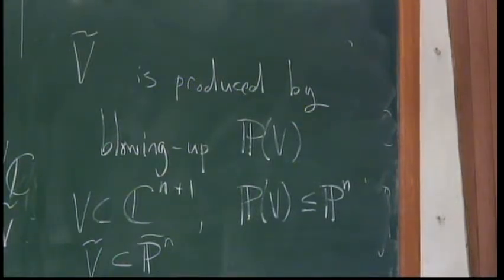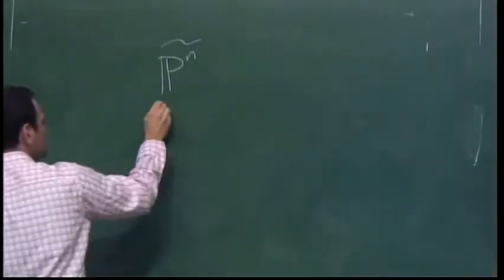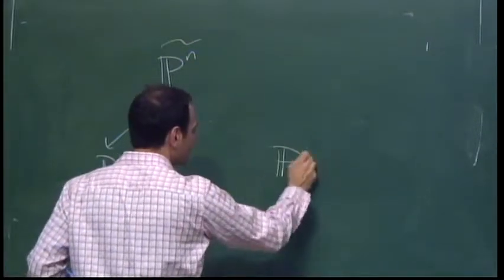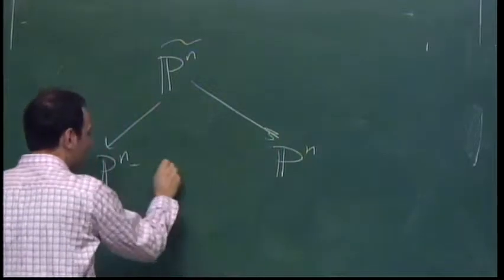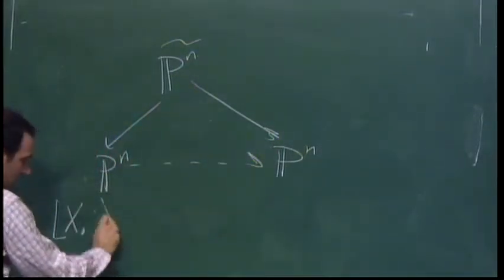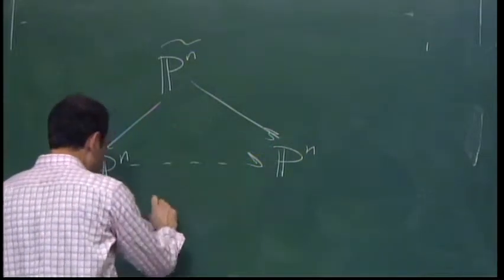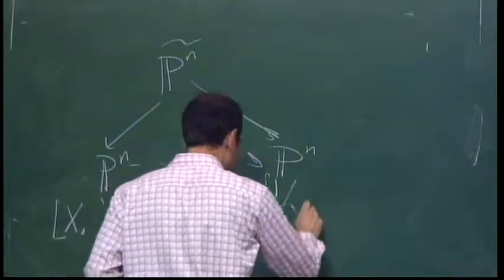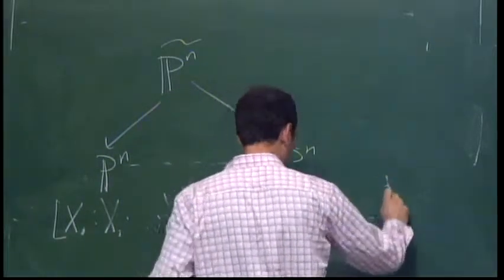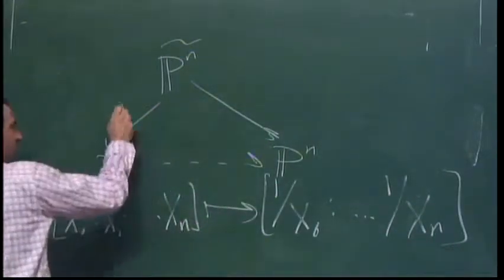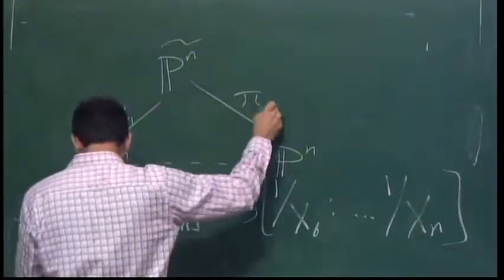We have Pn tilde, which resolves the indeterminacies of the following birational map. So it's the map that takes a point in Pn to the point whose coordinates are the reciprocals. And we have projections onto the domain and on the image.